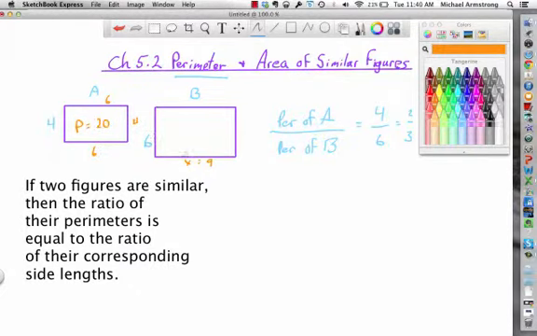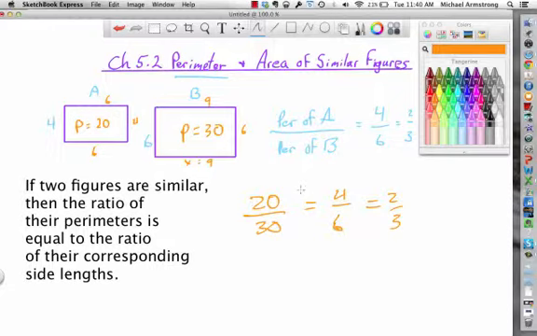And if you add up all the sides around here, 6 plus 9 is 15, plus another 15 is equal to 30. So this perimeter is equal to 30. And so the perimeter ratio of 20 over 30 is definitely the same as the 4/6, which is the same as 2/3. These are all equal.